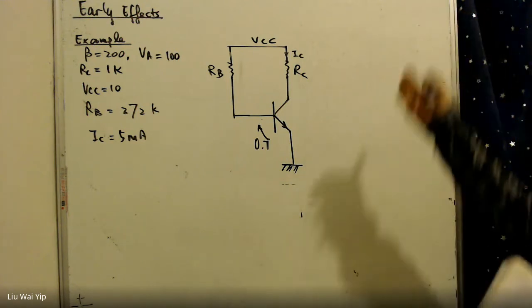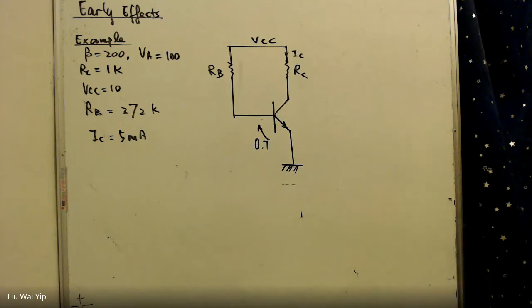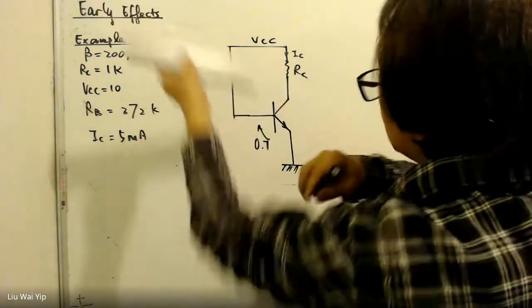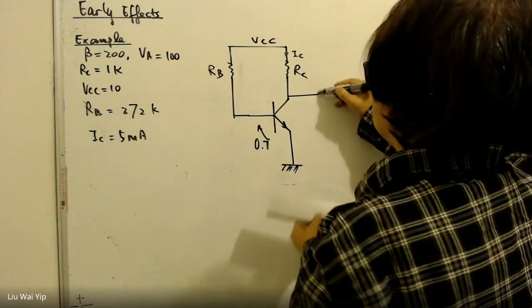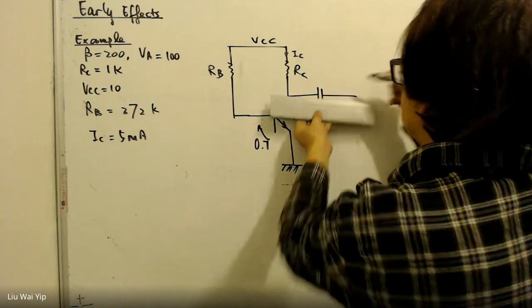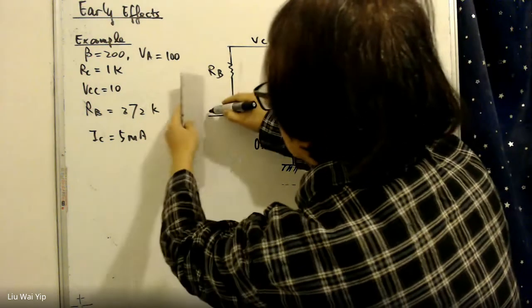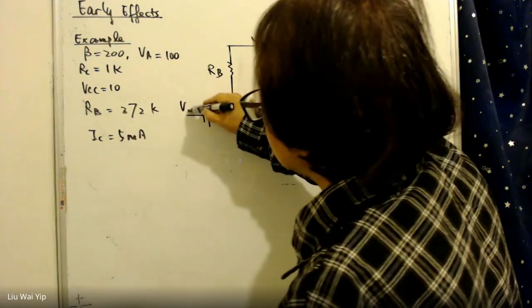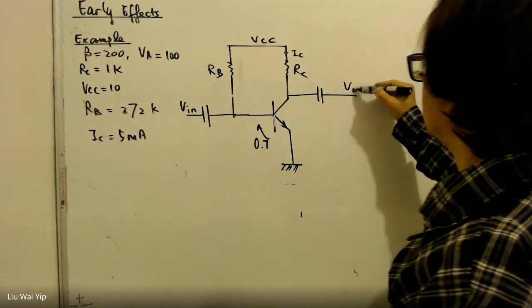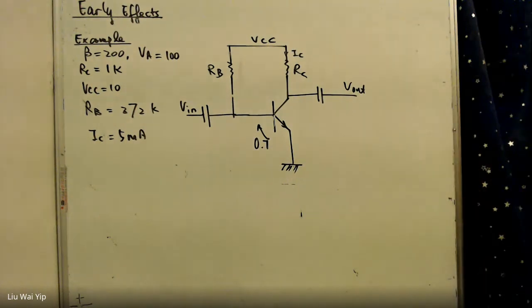And now we are going to do small signal analysis for this amplifier. Remember, this biasing network can be used for not just a common emitter amplifier. And Vin and Vout. And remember what we have done.